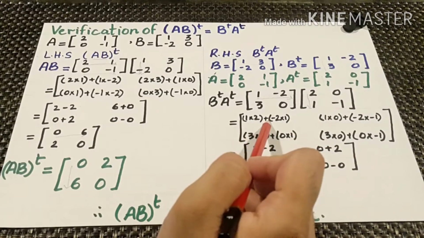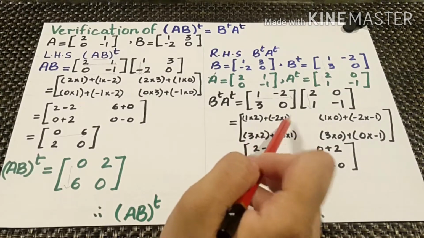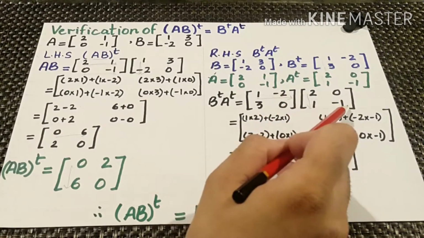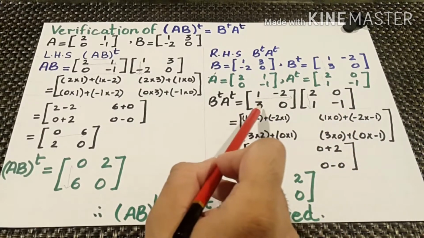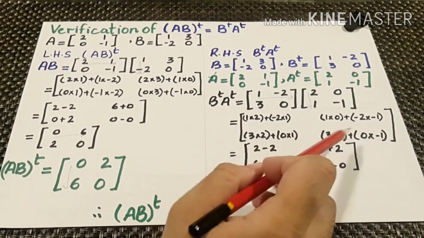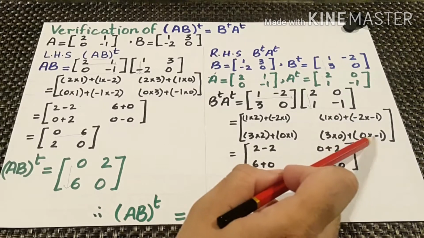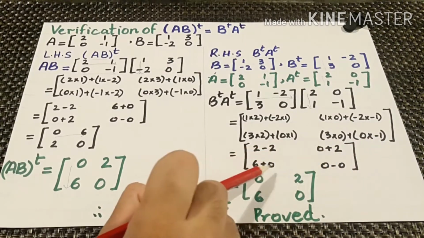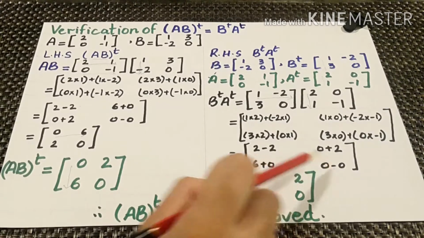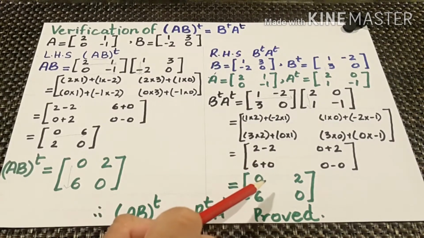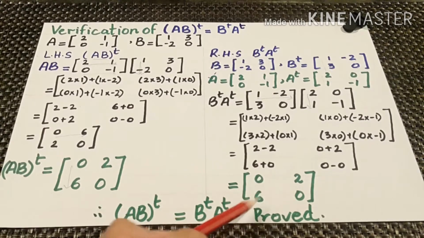1 into 2 plus minus 2 into 1. Then 1 into 0 plus minus 2 into minus 1. Then 3 into 2 plus 0 into minus 1. Then 3 into 0 plus 0 into minus 1. So we get 2 minus 2, 0 plus 2, 6 plus 0, and 0 minus 0. So we get the matrix of B transpose multiplied by A transpose as 0, 2, 6, 0.